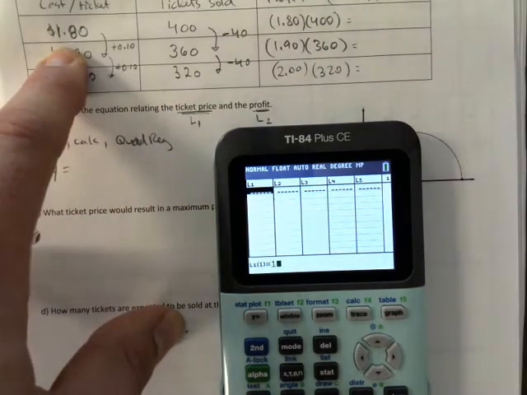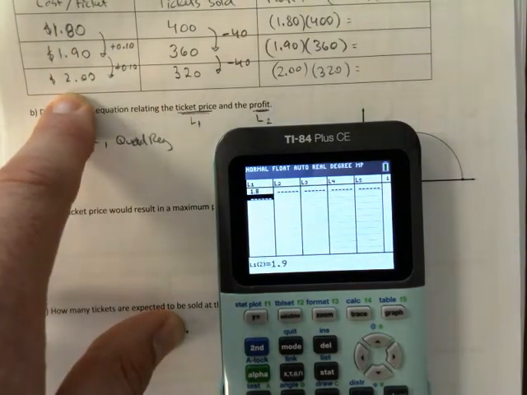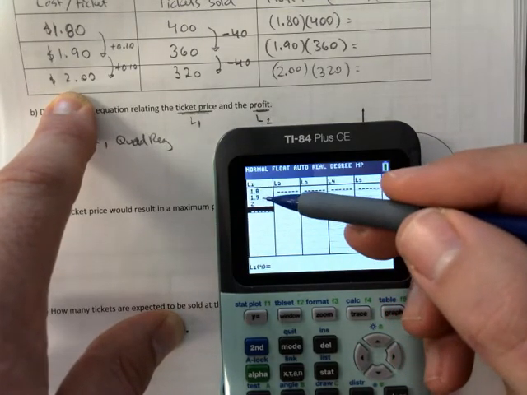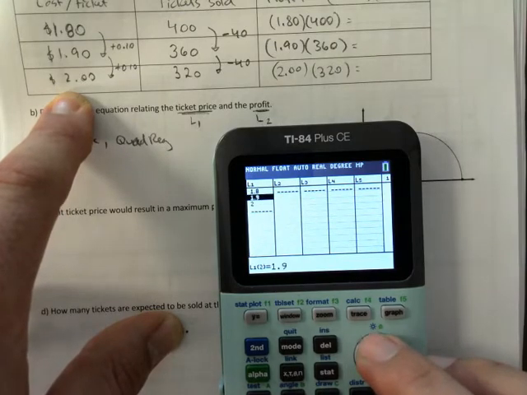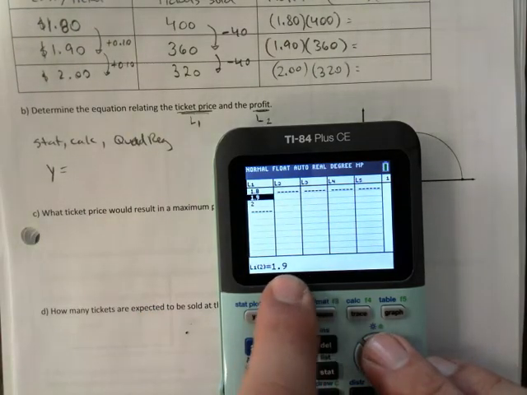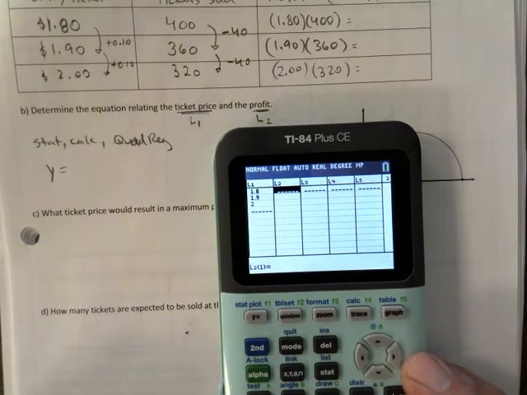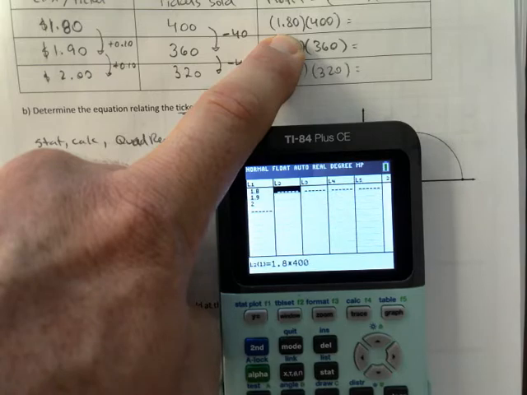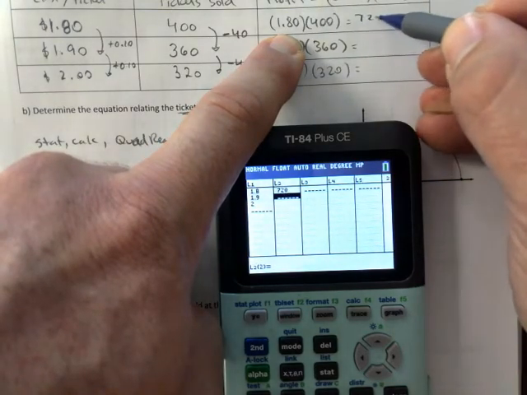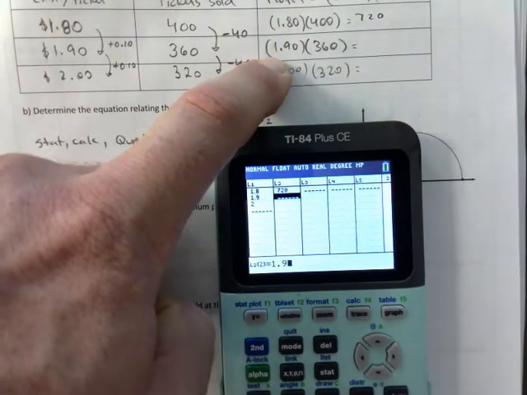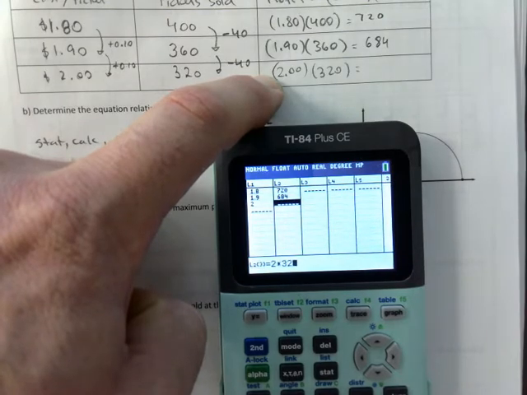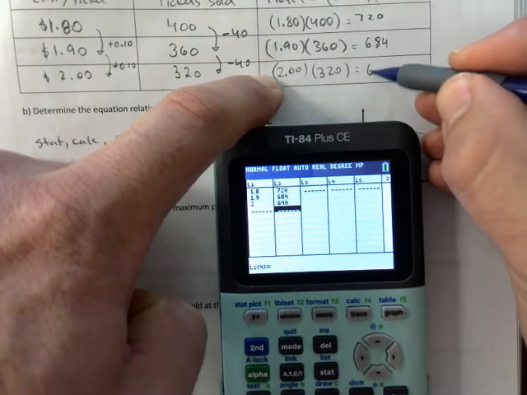Ticket price: 1.8, 1.9, 2. The cells will be rounded, guys. The calculator will round it, but if you hover over it, it will show you all the decimals that you enter. And then L2, watch how I enter it. I go 1.8 times 400. I actually just enter it there. 1.9 times 360. That's 684. And then 2 times 320, which we know is 640.